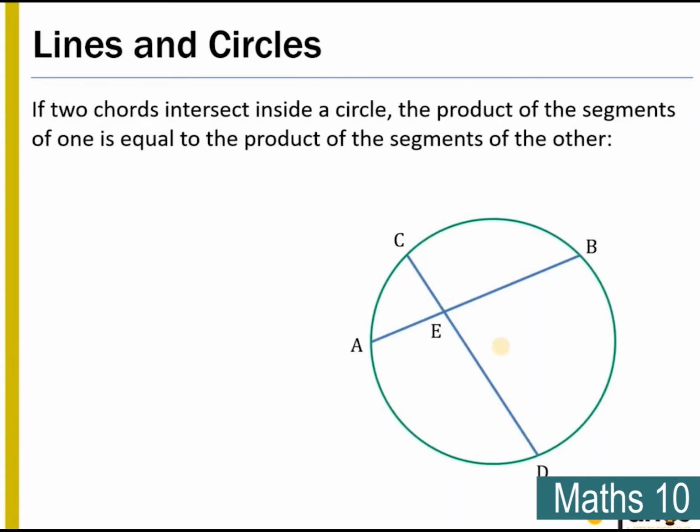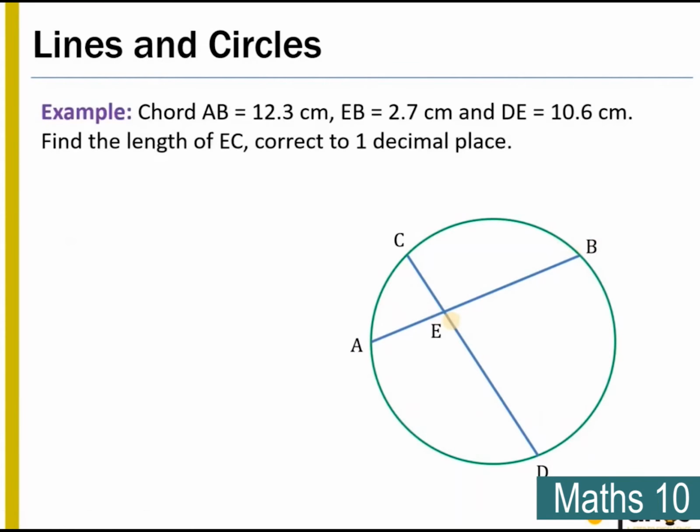If two chords intersect inside a circle, the product of the segments of one is equal to the product of the segments of the other. So that means that CE multiplied by ED is equal to AE multiplied by EB.